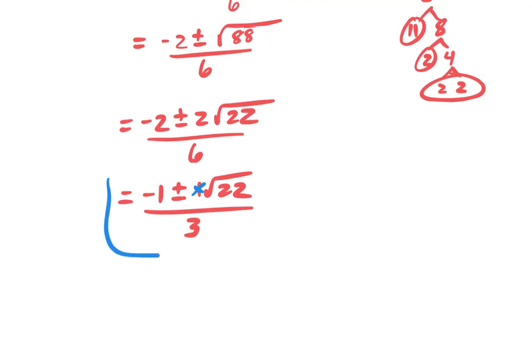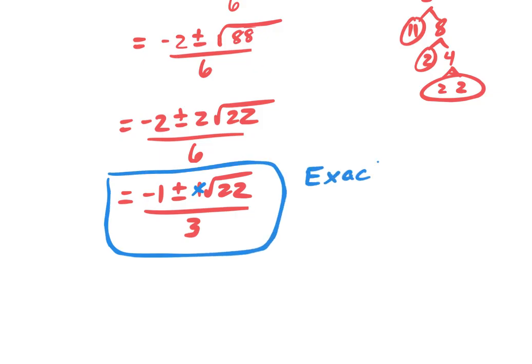Okay, this is what we refer to as the exact value. The decimal answer that we got a few minutes ago, if we were to put this into our calculator, that would still equate to that decimal answer, okay? But this is just the exact value way of writing your answer.